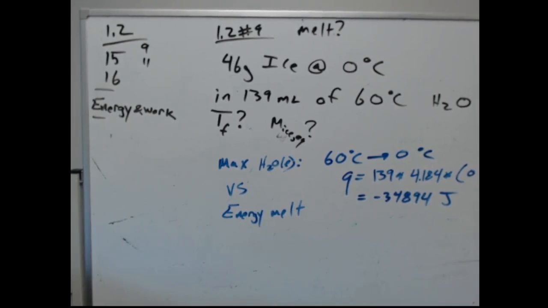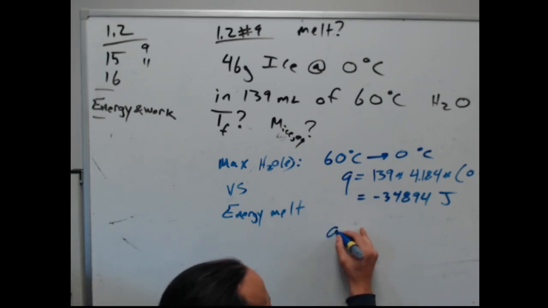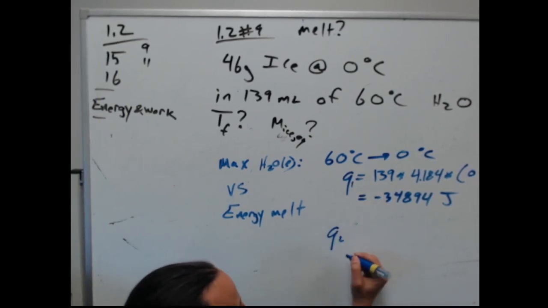Then we say, okay, how much energy does it take to melt all of my ice? Is this enough energy? Is this not enough energy? How much does it take? So if we're melting ice, it should be positive. And which equation do I use? Moles times delta H, right? This is a phase change, so we use our phase change equation. We'll call this Q1 and Q2.